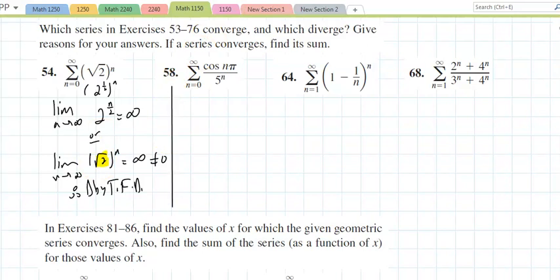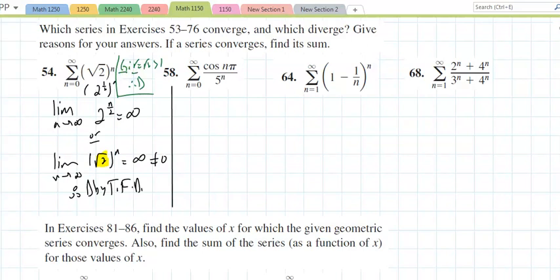Another way of looking at this, you could say this is geometric if you like. You could say this is geometric, r equals radical 2, which is bigger than 1, therefore diverges. If you use the letter G and R, I know you mean geometric series. You don't have to say the geometric test. Otherwise you have to state that.